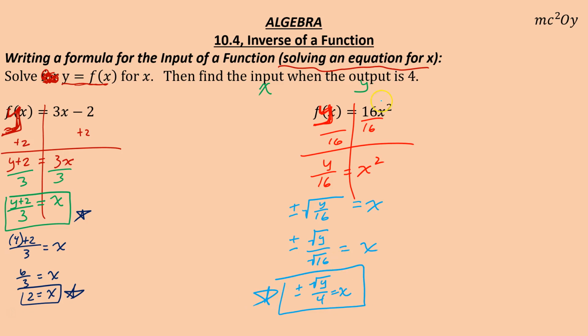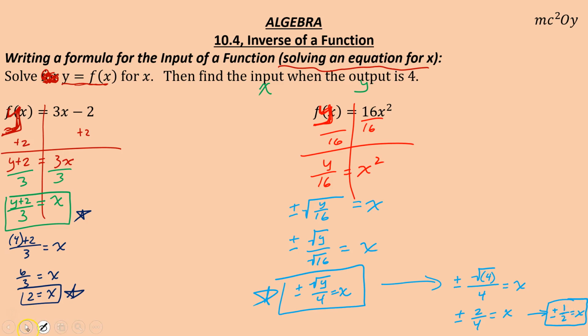Now, let's use that and find x when y is 4. I'm going to write that as plus or minus the root of 4, over 4 equals x, which means plus or minus 2 over 4 equals x, which is plus or minus 1/2 if we reduce it. So x equals positive and negative 1/2.